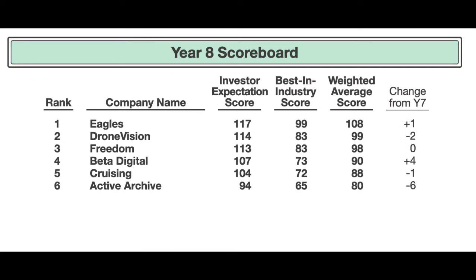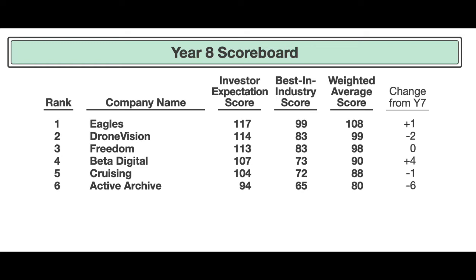Here's the scoreboard for Year 8. As you can see, Team A still on top. Nice, comfortable lead at 108 for the Year 8 scoreboard. They gained a point. Team D, 99. They dropped 2 points, which is no big deal. Team F, they stay the same. Then again, that's fine too. Team B gained 4. They're at 90.